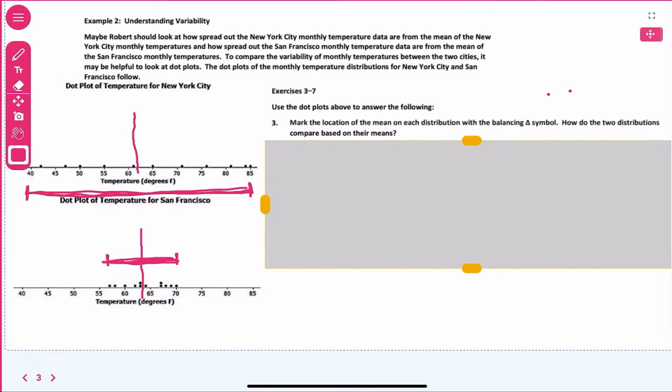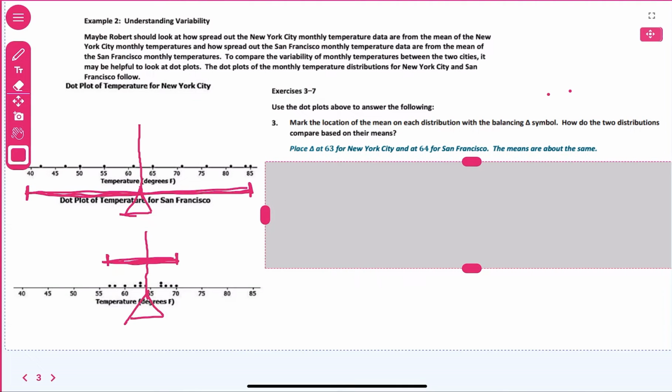Okay. So basically, let me try and get those a little bit more accurate. 64, 63. Now, the symbol it wants us to do is a balance beam kind of, or not a balance beam, but a pyramid where it would balance. How do the two distributions compare based on their means? Okay, so based on their means, they're about the same, right?